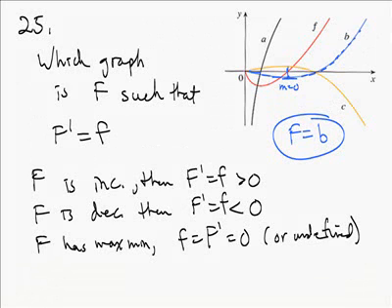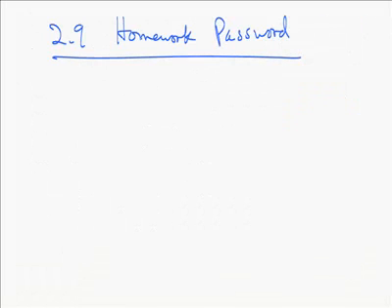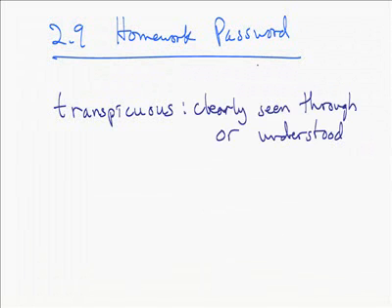Let's get your password. And the password for this 2.9 homework is going to be transpicious. T-R-A-N-S-P-I-C-U-O-U-S. And that, of course, means clearly seen through or understood. So I hope that Chapter 2 has been transpicious for you, that you understand it completely. And if you don't, make sure you ask me some questions about it.